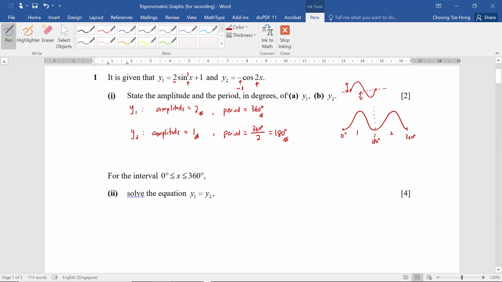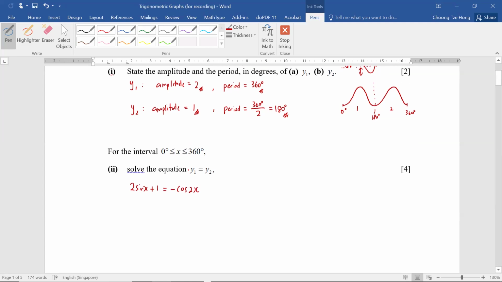Let's move on to part 2. They ask you for the interval x greater than or equal to 0, less than or equal to 360. They want you to solve the equation y1 equals y2. So y1 is 2 sine x plus 1, and y2 is negative cosine 2x. They want us to solve and find all the values of x that satisfy this equation for x between 0 and 360.